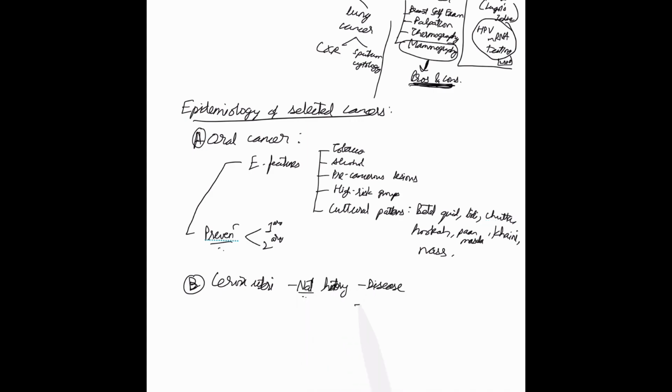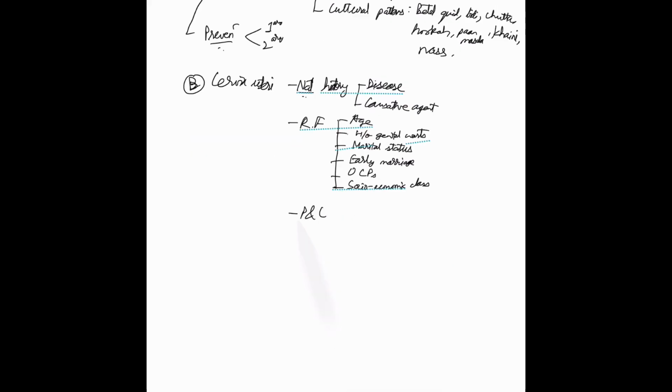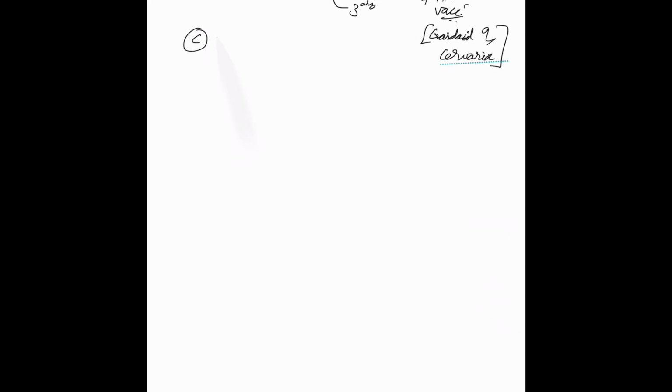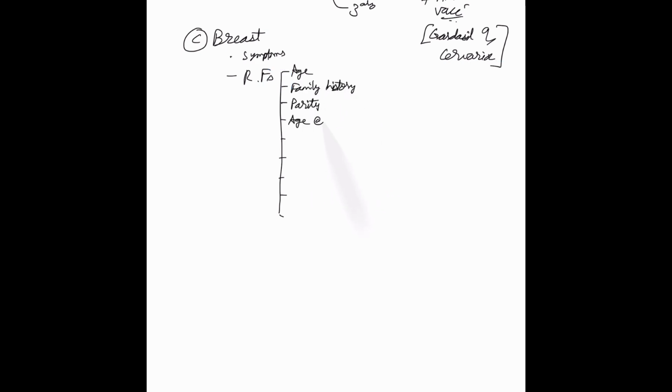Now coming to cervix uteri, we see the natural history of the disease and the causative agent, that is human papillomavirus, serotypes 16 and 18 are the most predisposing. And we have risk factors like age, history of genital warts, marital status, early marriage, oral contraceptives, and socio-economic class. Under prevention and control, we of course always have primary, secondary, and tertiary prevention. Here there's a small table with various measures and the HPV vaccines. Gardasil 9 and Cervarix are the vaccines used to vaccinate against cervical cancer.